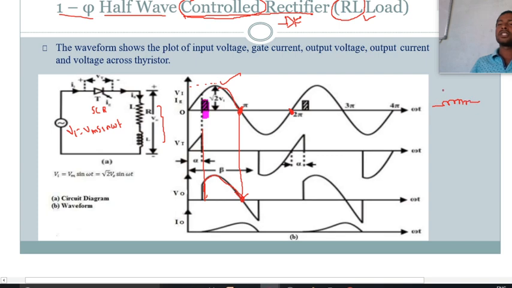As we know, the inductor stores energy in the form of magnetic field. While it is absorbing energy, the terminals will be like this. While it is releasing energy, the terminals change their polarities, so that becomes negative and this becomes positive.